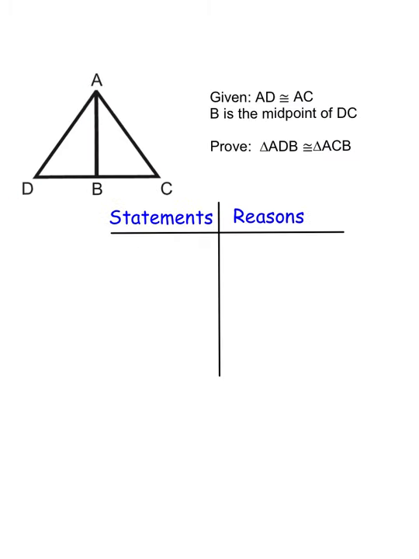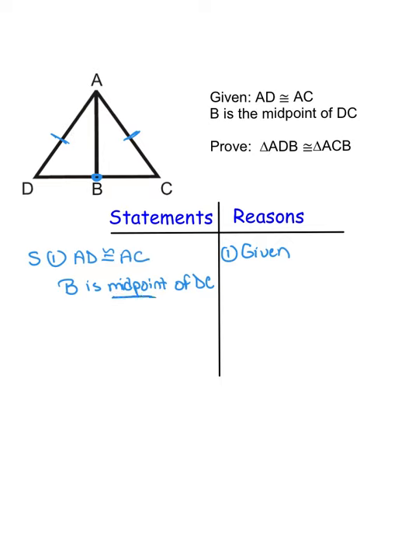Next one. It says given AD is congruent to AC. That's a side, and it's given to me. I'm also told that B is the midpoint of DC. That's also given. If B is the midpoint, what do I know? We're going to define midpoint. So I can say that DB is congruent to BC.